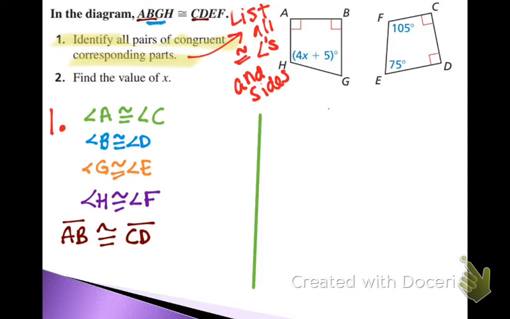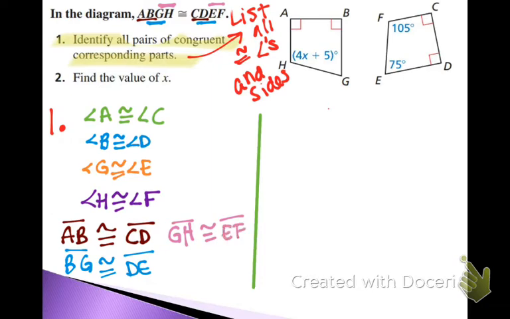All right, what's BG congruent with? DE. All right, what do we think is next? GH and what? EF. Again, does it matter what order I write these letters? Yes. If I write GH, I need to write EF. If I wrote HG, what would I write? If I wrote H first and G second, what would I write for the second part? FE. If I flip the first one, I need to flip the second one.